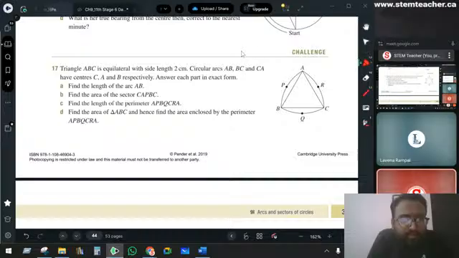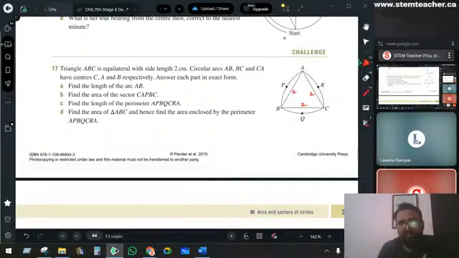Triangle ABC is equilateral with side 2. So you have to understand: this is 2, this is 2, this is 2, a triangle with equilateral sides of length 2 centimeters. Circular arcs AB, BC, CA have centers C, A, and B respectively.